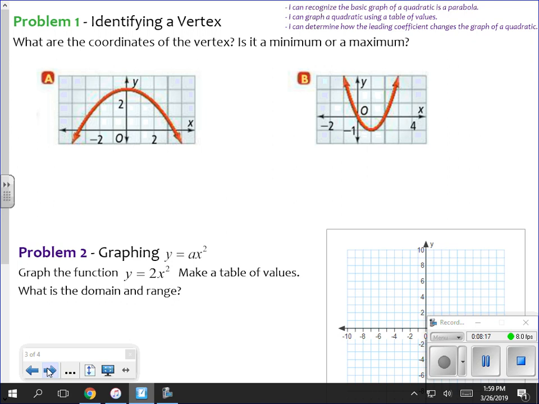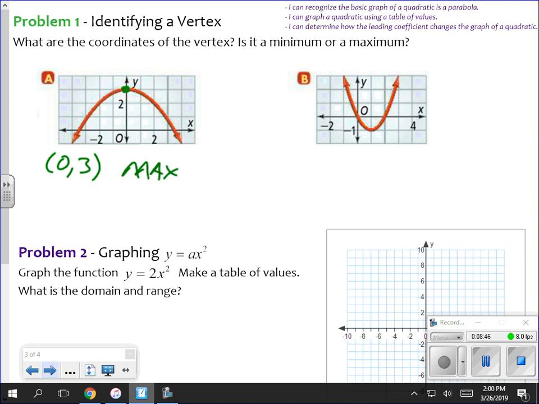I look at this first one here. So your vertex would be right here. What is the coordinate of that vertex? It's 0, 3. Is that a maximum or a minimum? It's a maximum value because that's the highest point, because the parabola goes down from there. It's the highest point. This is a maximum.